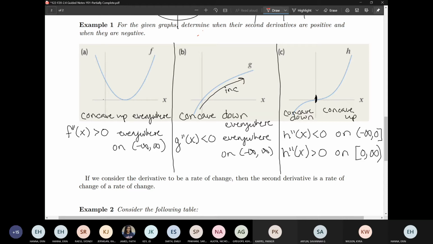So if you think about it, the derivative is a rate of change. It's a slope. So the second derivative is actually a slope of a slope. It's a rate of change of a rate of change. So we can also think about it as essentially, how is the slope changing?